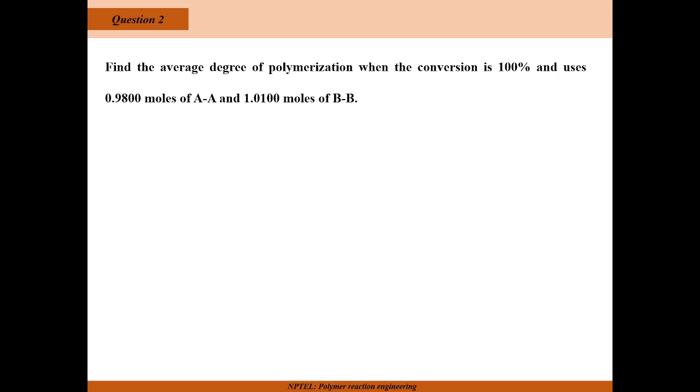So here we are supposed to find the degree of polymerization. It is said that the conversion rate is 100%, which means the extent of reaction can be taken as 1. The complete extent of reaction means it has completed the entire reaction process. So the conversion is 100%, the whole reactants have been converted to products, and it uses AA with 0.98 moles and BB with 1.01 moles. Now we need to get the average degree of polymerization, which is xn bar.